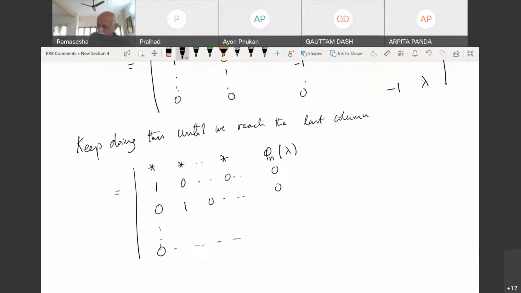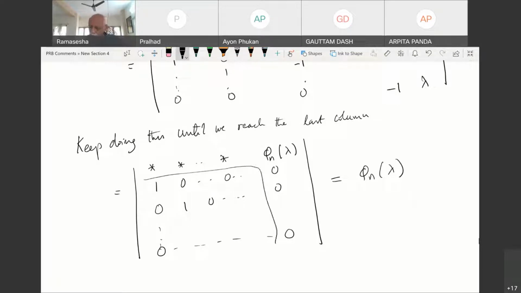equal to, what is equal to? P and lambda, right? Because I expand it by the last column. Okay, when I expand it by the last column, then I'm left with this unit determinant, okay, which will give me 1 times P and lambda, and everything else is 0. So that's going to be equal to P and lambda.